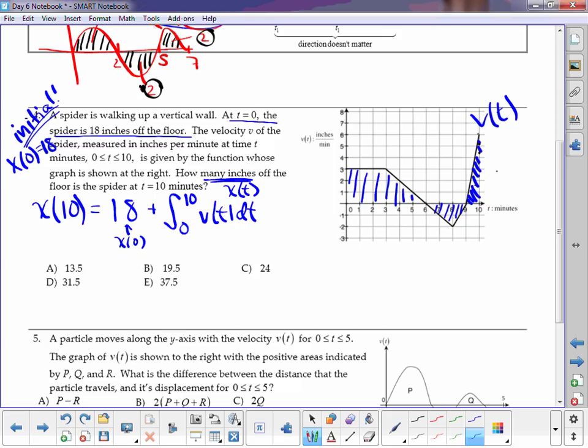So for this one, you're not going to have a calculator for it. They give you the graph. These are nice geometric shapes. Right? So if I add these areas together, let's make these two rows do this area, my middle two rows do this area, my last two rows do this area.